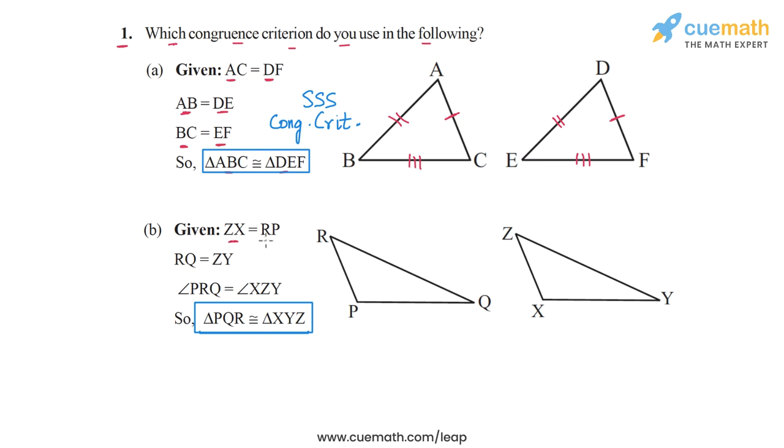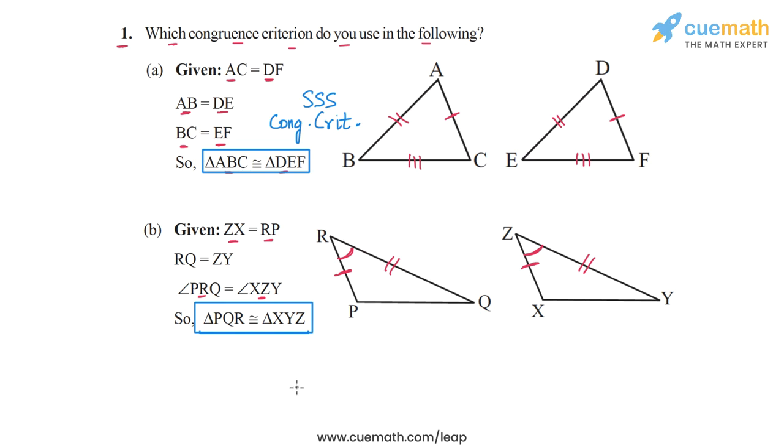ZX is equal to RP. Then RQ is equal to ZY. And then angle PRQ is equal to angle XZY. So angle PRQ here is equal to angle XZY. So what congruence criterion do you think has been applied here?